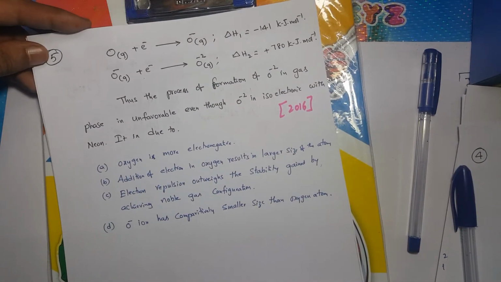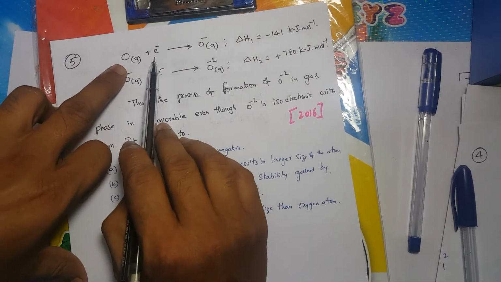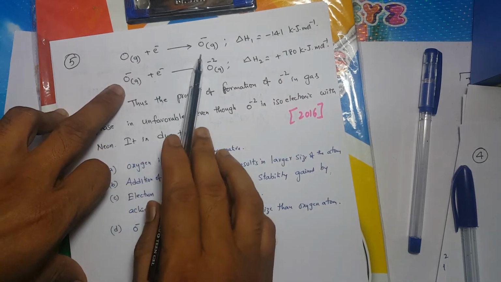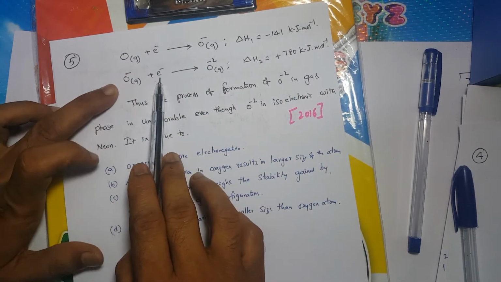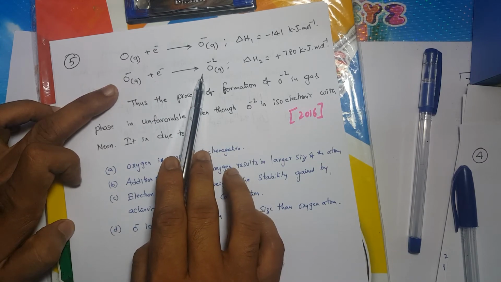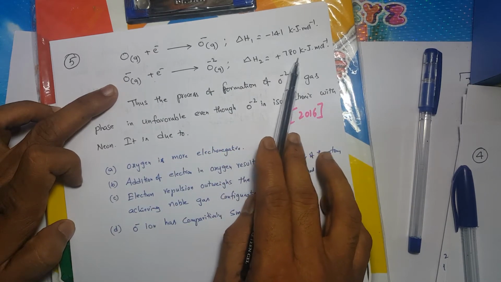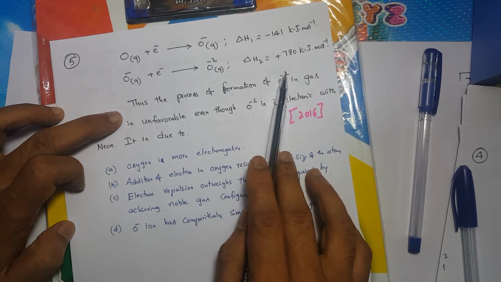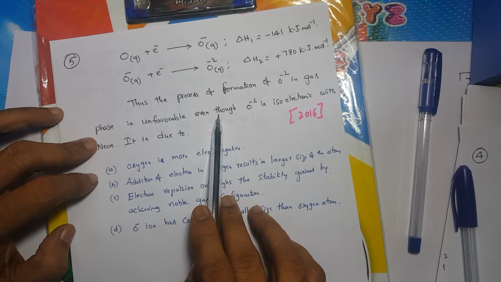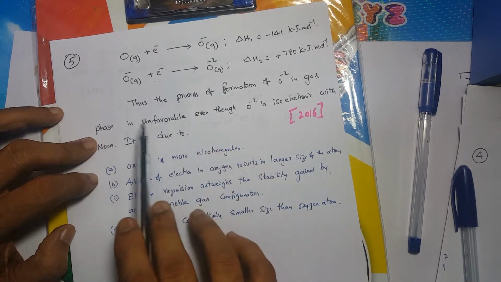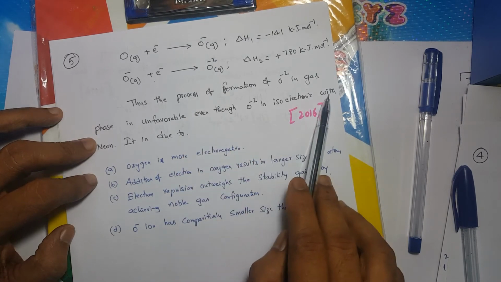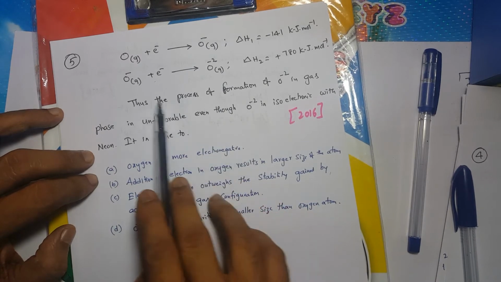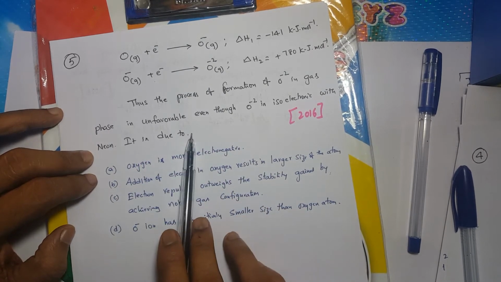Yes, next one is oxygen. If it gains one electron, it forms O minus. This is an exothermic reaction. Then O minus, the ion that is formed, gains one more electron and forms O 2 minus. Okay, so this is an endothermic reaction. They have mentioned in the question: thus, the process of formation of O 2 minus in the gaseous phase is unfavorable. This reaction is not favorable even though O 2 minus is isoelectronic with neon, that means O 2 minus has a noble gas configuration. Even so, the formation is unfavorable because of the reason they are asking.